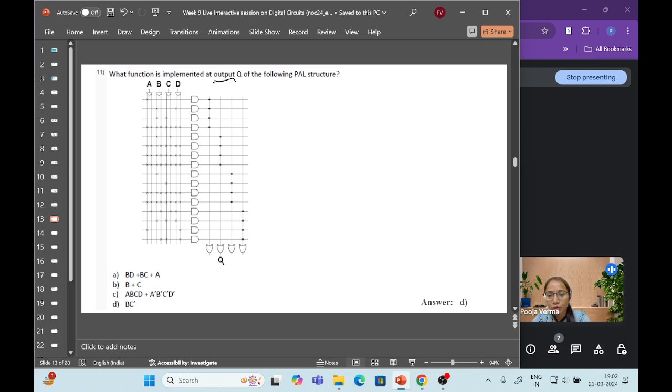Now we need to check the corresponding lines. It is this one, this one, this one, this one. So Q is equal to, now we need to check. Here is a fixed OR gate, and it is a programmable AND gate. It is fixed where there is a dot, and where it is a cross, that means it is programmable. So now we need to check the first AND gate.